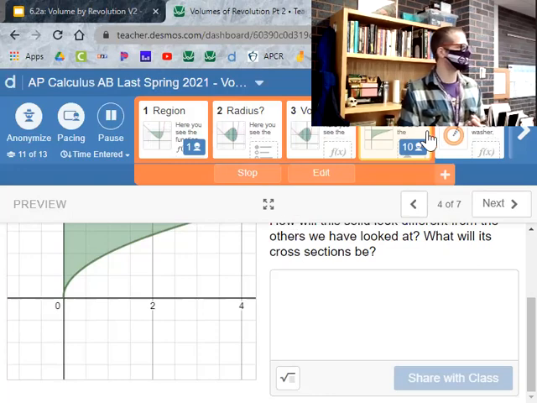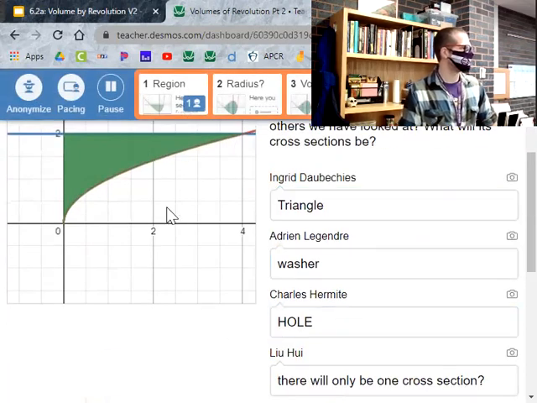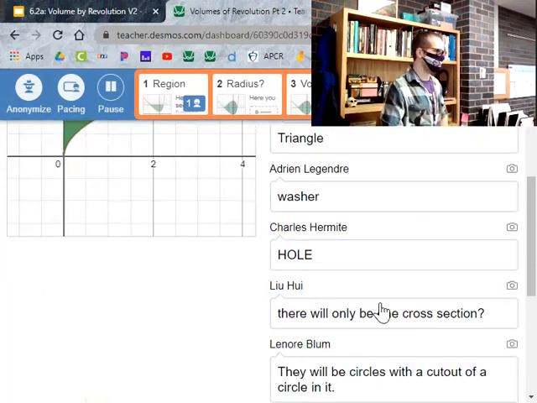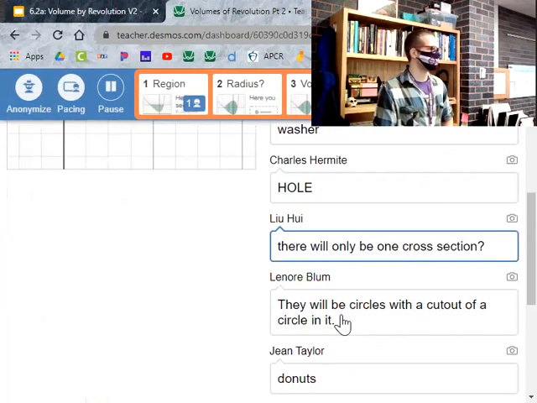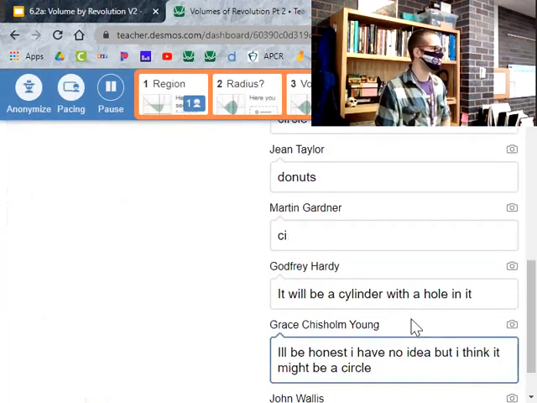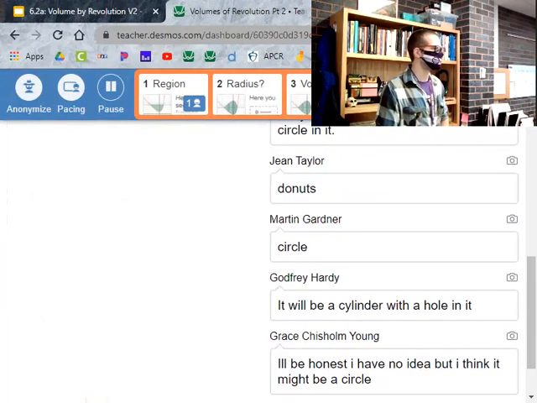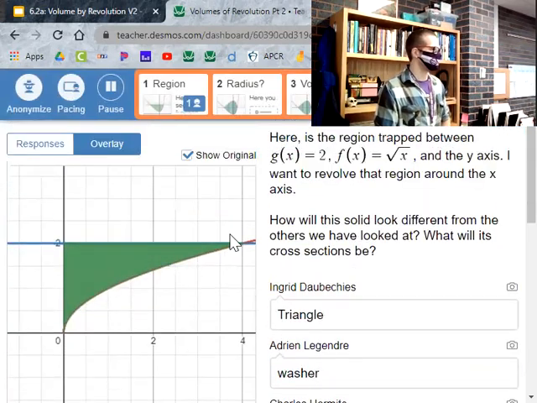All right, let's take a look. So again, we're going to be cutting it this way. So we have triangle, washer, a hole. There will only be one cross section. That's a good question. There will be a circle with a cutout of a circle in it. That's fair. Donuts. There will be a hole. A cylinder with a hole in it. Yep. Notice this plural, see what I did? Because there's going to be more than one cross section.